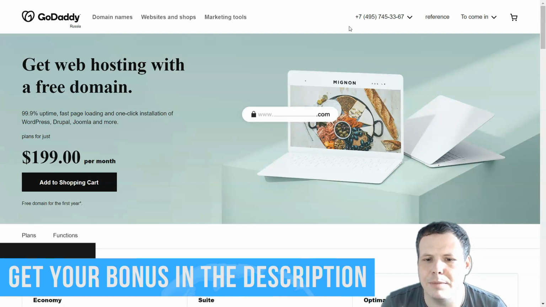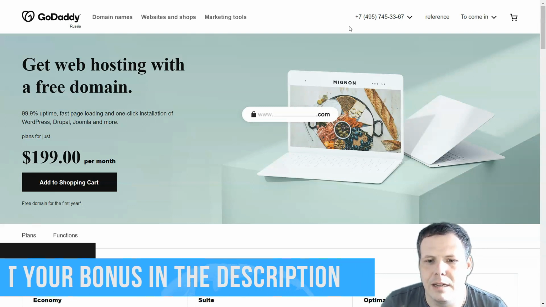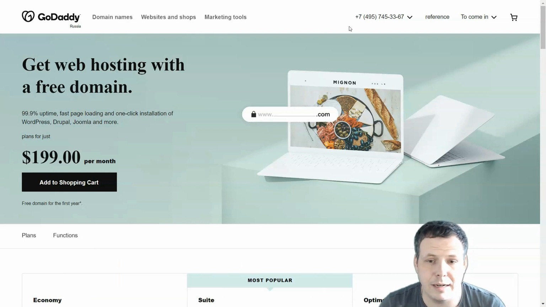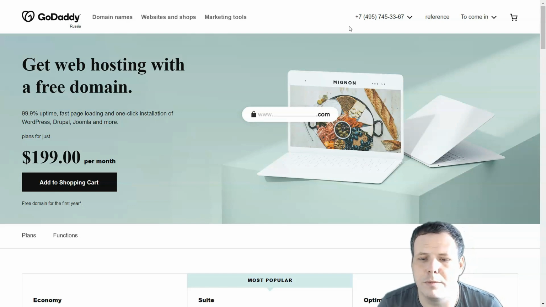Now the next one is GoDaddy. GoDaddy was interesting because it has a wide range of products with multilingual support. So it doesn't matter where you are or what kind of language you speak, they're going to be able to help you. And they even have Linux and Windows hosting, which is super cool for me as well.